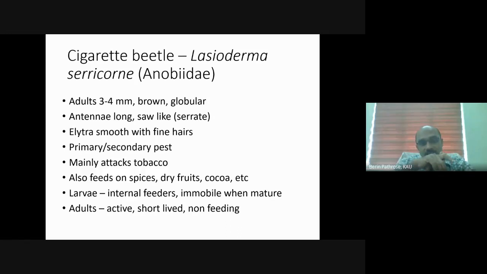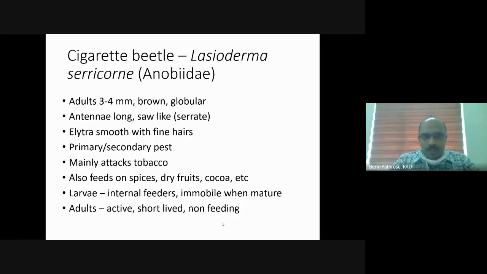Check whether it is a primary pest or a secondary pest, and what commodities it damages, apart from the morphological characters. The morphological characters mainly discuss antennae, legs and so on, but it is pretty easy to understand. And one more thing I will discuss is the size. Most of the storage pests are about 3 millimeters. So you can have an idea of the size of a storage pest.